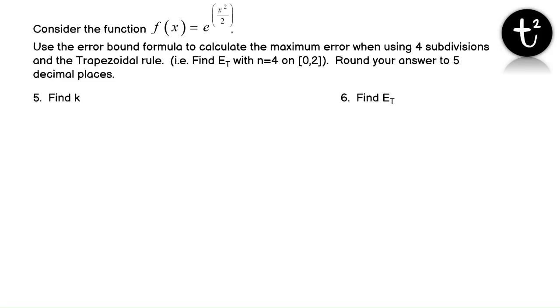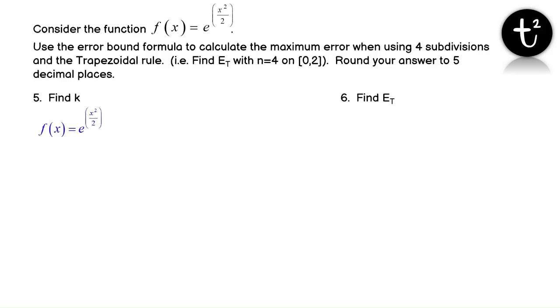All right, so problems number 5 and 6 want us to use an error-bound formula to calculate the maximum error when using the trapezoidal rule and n equal to 4. So we will start by finding the value for k so that we can plug that into the error-bound formula for error of trapezoid. So in order to find k, we need to find the second derivative of the function.